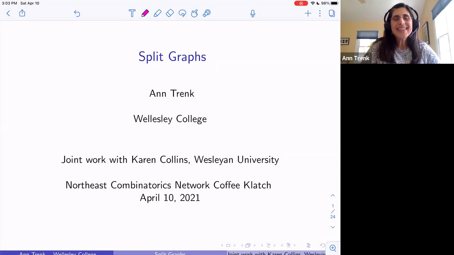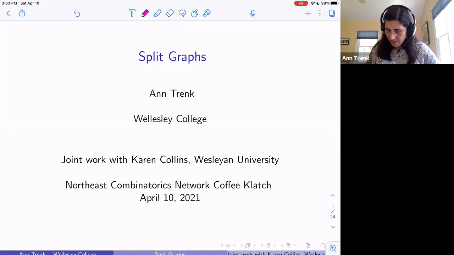I really like this class of graphs, split graphs. I started working on them. A lot of the work I'm going to talk about today is joint work with Karen Collins at Wesleyan, who is here, I believe, today, which is great, because if I need backup, she's here. We've been working on this topic for a while and recently put together a chapter for a volume.